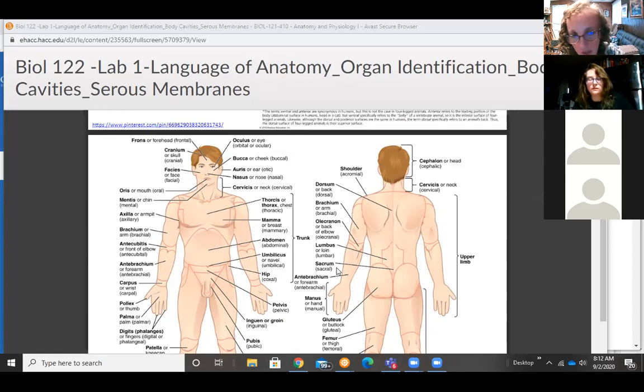I would make sure that you keep your PowerPoints for the two separate if you decide you're going to print them out, so that when it comes to studying, it makes your life a little easier, because you're going to have lab exams and lab quizzes, and then you'll have lecture exams and lecture quizzes.